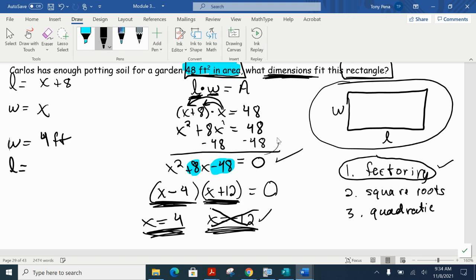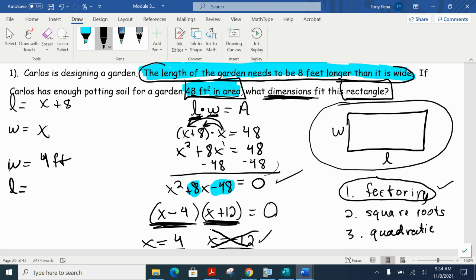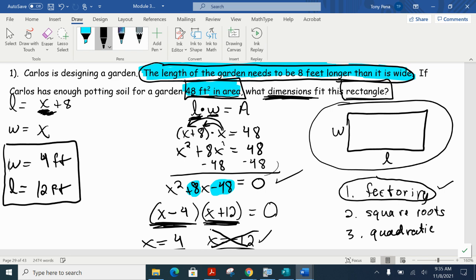And then our length, one of two ways you can get this. The whole premise of the problem is we wanted our length to be 8 feet longer than the width. So if you just understand that, doesn't that have to be 12 feet? Or you can plug it in right here. Just let the x be the 4 in the length that we defined. And that 4 plus 8 would also give you the 12. All right. So in terms of what we would want to do, this would be the dimensions that we would want to use for that garden. Okay.